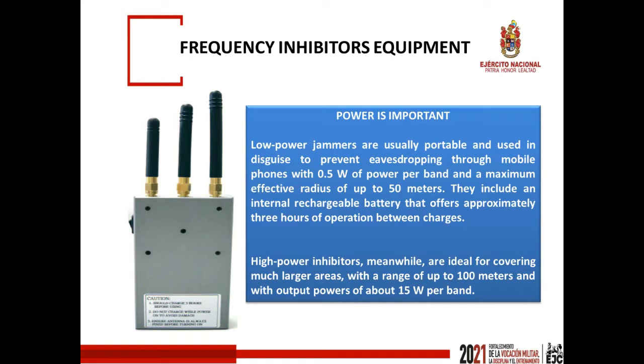High power inhibitors, meanwhile, are ideal for covering much larger areas, with a range of up to 100 meters and with output powers of about 15 watts per band.